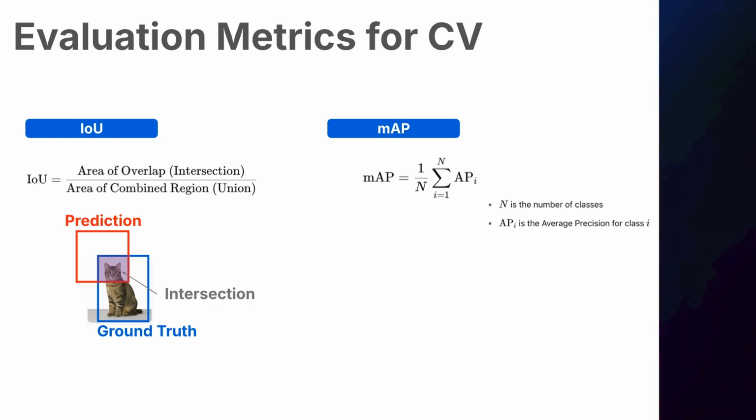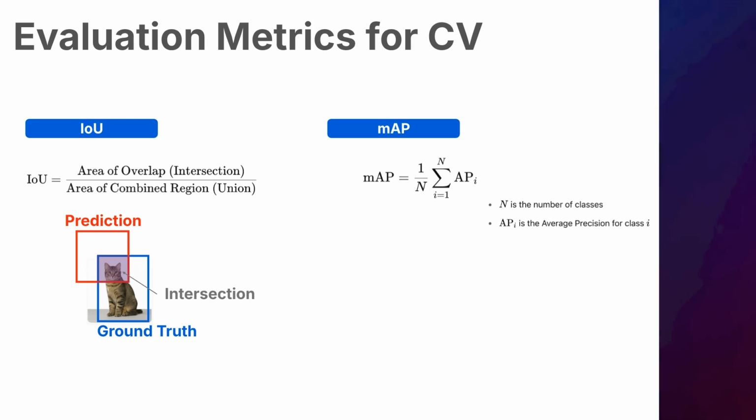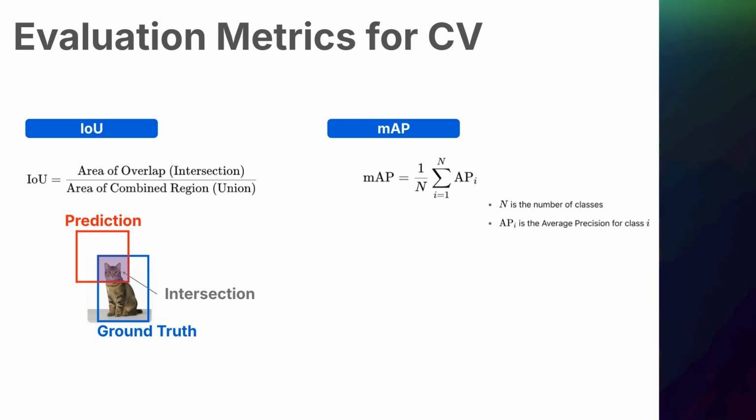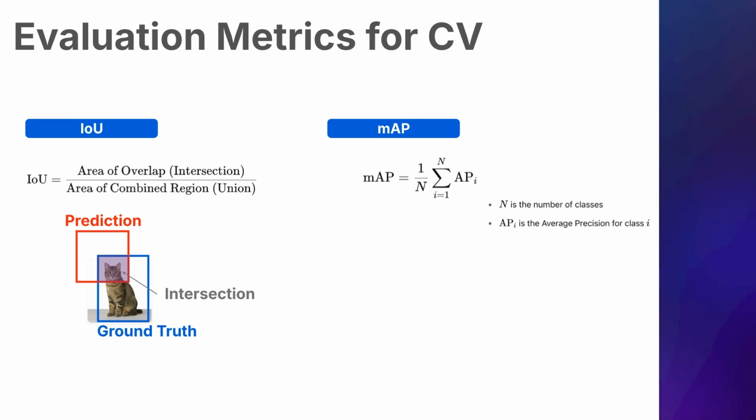Average precision measures how well the model performs across different levels of recall and precision. Once we have the average precision for each class, we average them all together. This final score is called mean average precision. A higher mAP means the model is better at detecting objects correctly.